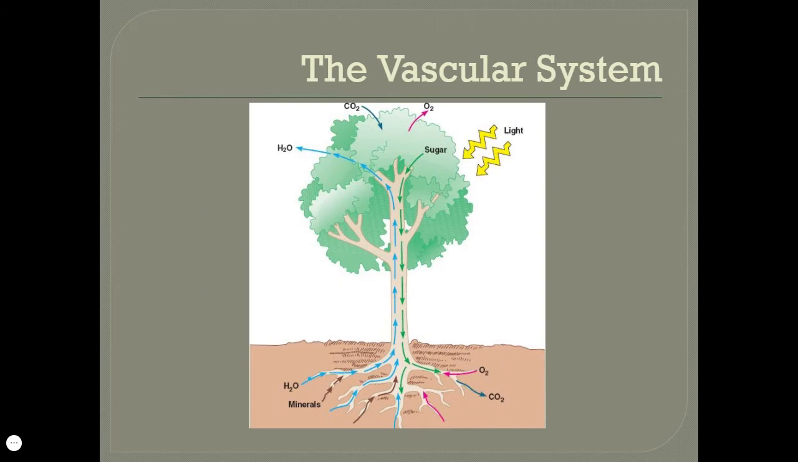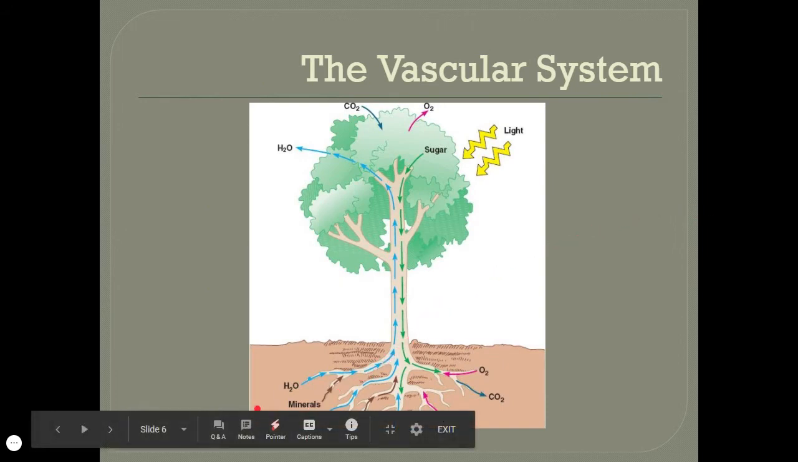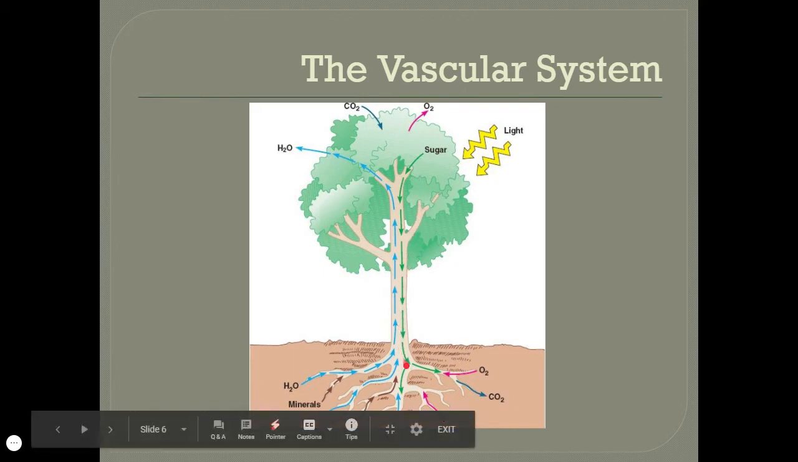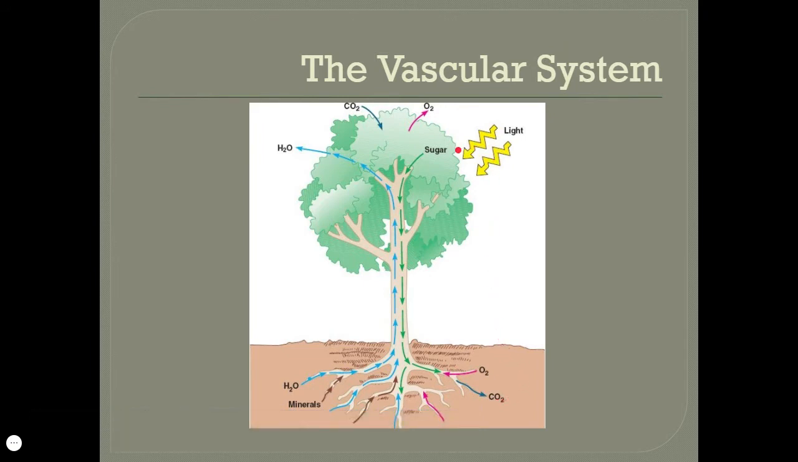And here's an example of the vascular system. You see the water and the minerals moving up the plant, the oxygen going out, carbon dioxide and sugar going down the plant to the roots and out into the soil. And that sugar is created here in the leaves by the photosynthesis process from water and light.